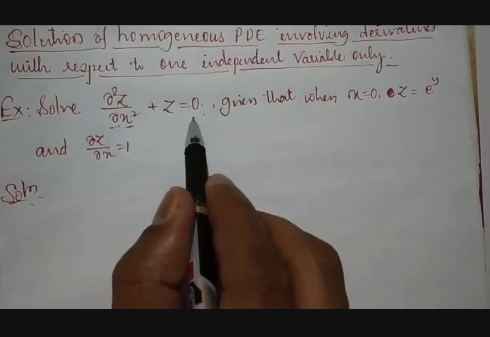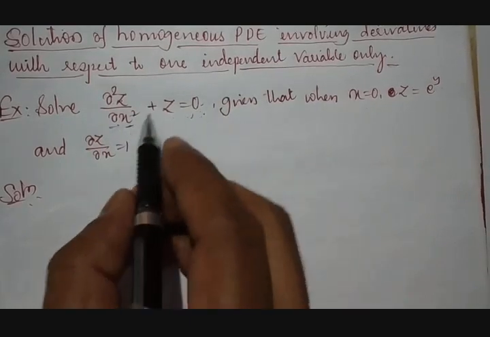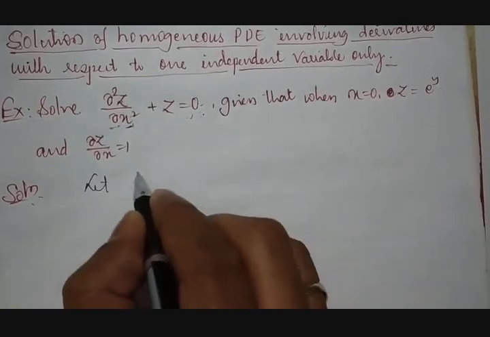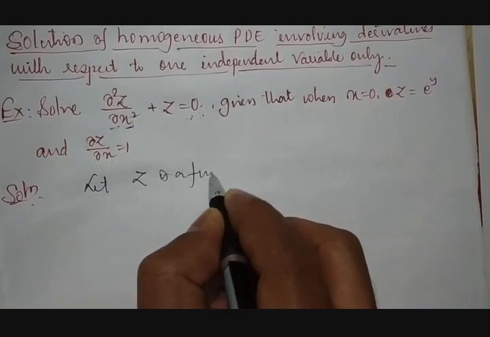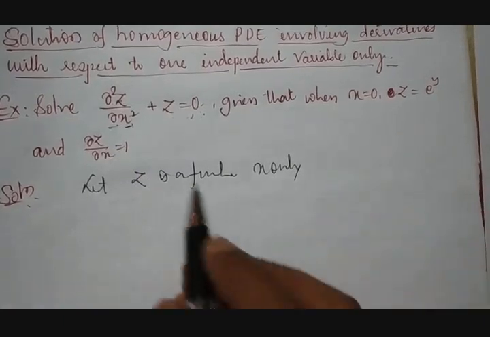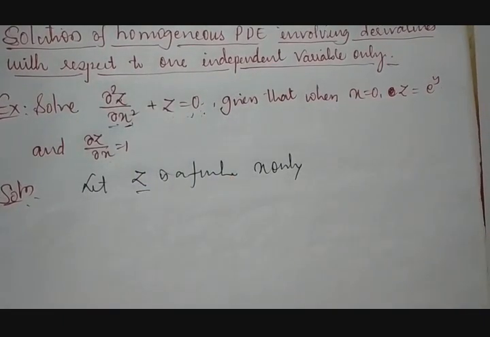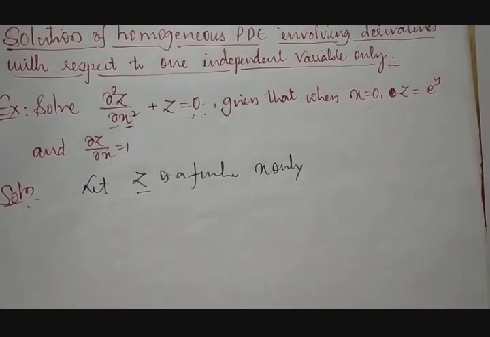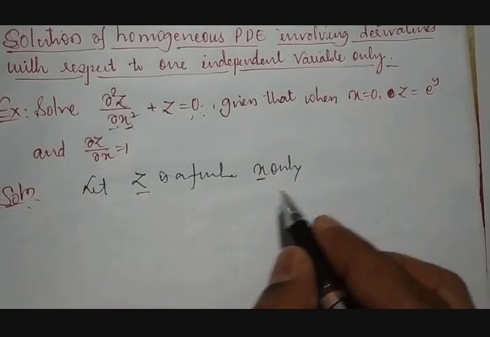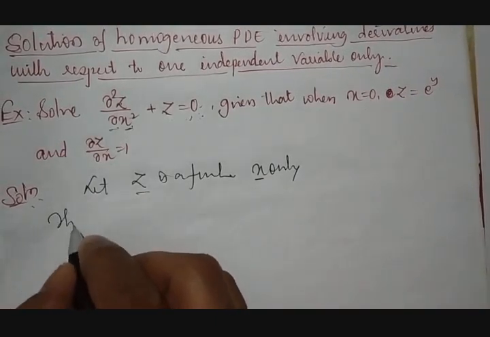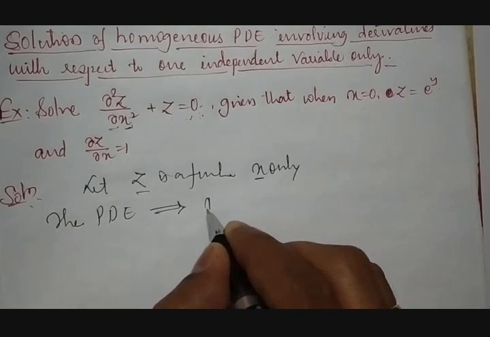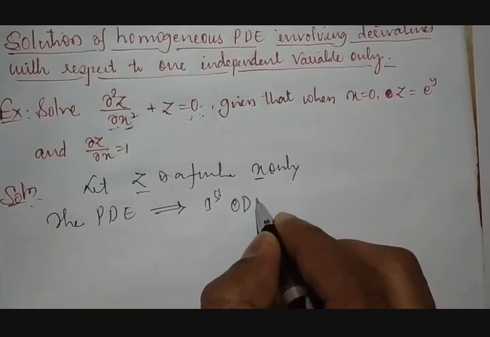This is a homogeneous partial differential equation. But is it not this partial differential equation? In this, let us take z as a function of x only. Means what? Since we titled this as a partial differential equation, but it has only x as an independent variable, the partial differential equation will be converted into an ordinary differential equation.